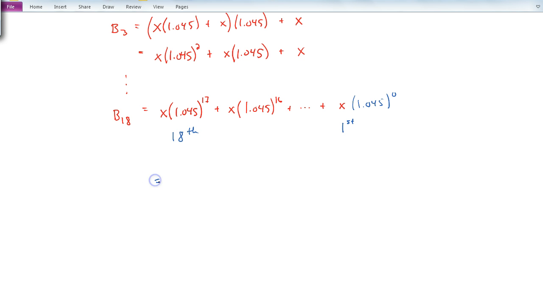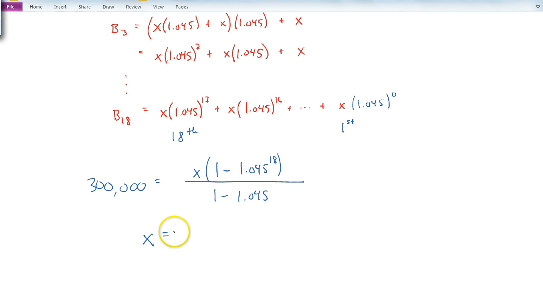Okay, so that should equal my fraction that I know is a geometric series. First term, x, times 1 minus the common ratio, which is 1.045, raised to the n, number of terms, 18, all over 1 minus 1.045. And this equation, the balance in the account after 18 deposits, should be the goal.